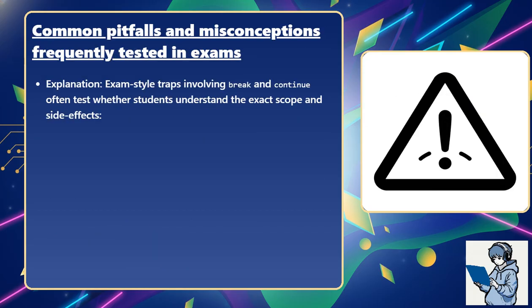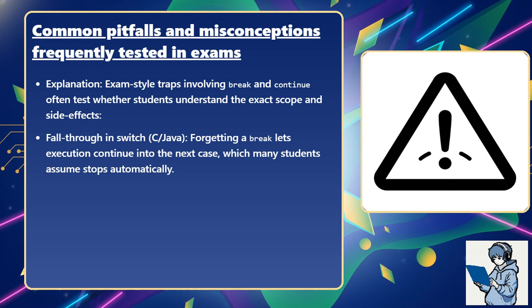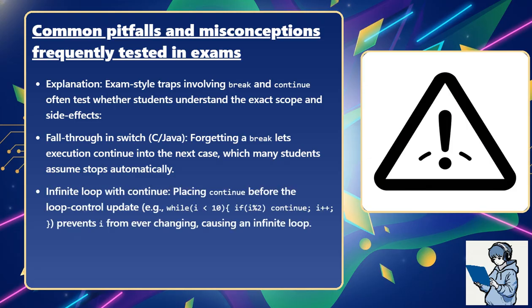Exam-style traps involving break and continue often test whether students understand the exact scope and side effects. Fall through in switch, C or Java: forgetting a break lets execution continue into the next case, which many students assume stops automatically. Infinite loop with continue: placing continue before the loop control update, while i less than 10, if i modulo 2, then continue, i increment, prevents i from ever changing, causing an infinite loop.